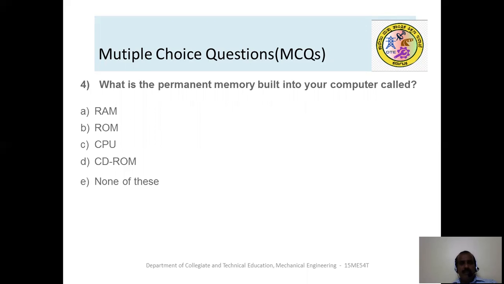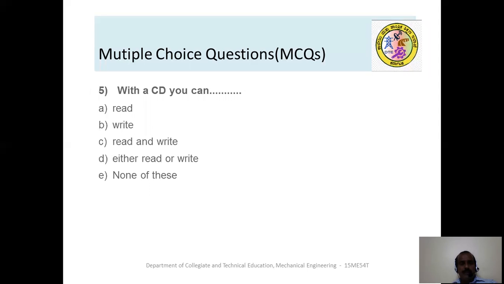What is the permanent memory built into your computer called? RAM, ROM, CPU, CD-ROM, none of these. The permanent memory built into the computer is called read-only memory. The answer is B. With a CD, you can read the data, write the data, read and write the data, either read or write the data, none of these. Using a CD, we can read the data. The answer is A.